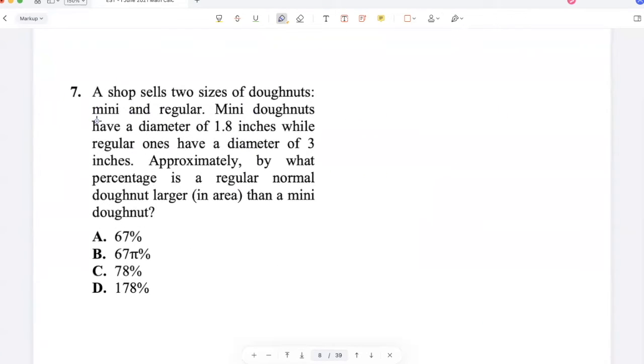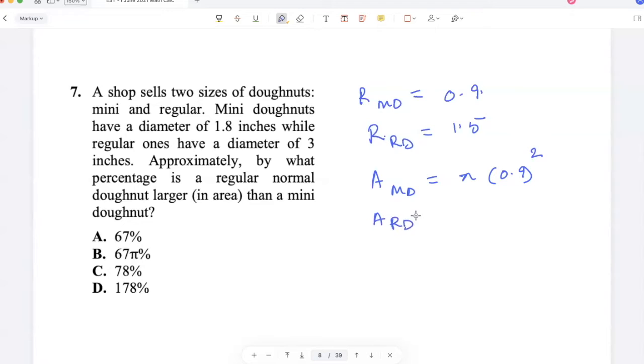A shop sells two sizes of donuts, mini and regular. Mini donuts have a diameter of 1.8 inches, while regular ones have a diameter of 3 inches. Approximately by what percentage is a regular donut larger in area than a mini donut? Okay, so the radius of the mini donut is 0.9 and the radius of the regular donut is 1.5, right? So what about the area of the mini donut? That's pi times 0.9 squared, because pi r squared, and the area of the regular donut is pi times 1.5 squared.